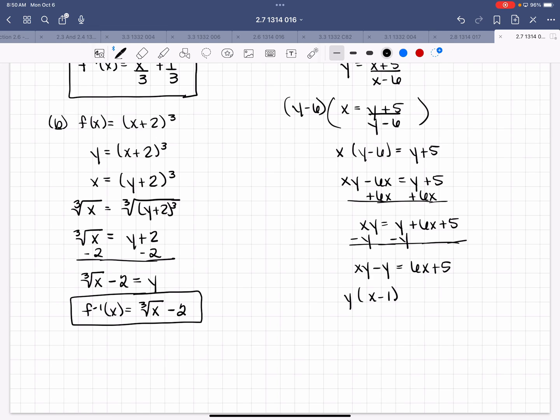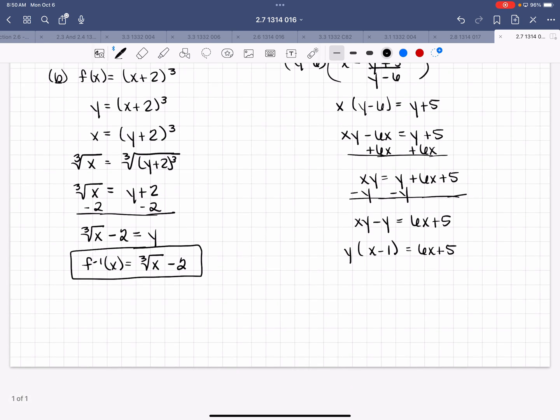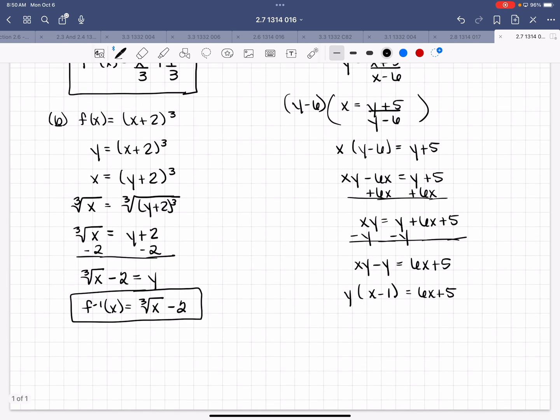That's going to leave me x minus 1. Because guys, think about it. Y times x is xy. Y times negative 1 is negative y. Okay? Equals 6x plus 5. I'm going to divide both sides by x minus 1. And that's going to leave me with y equals 6x plus 5 over x minus 1.